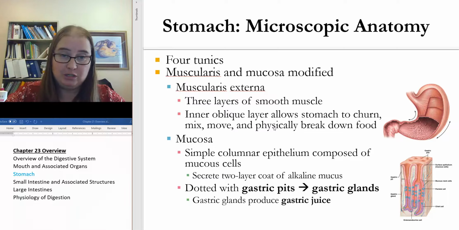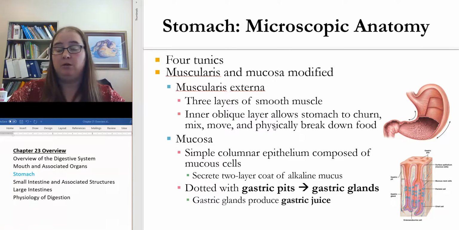In addition to the muscularis externa layer being modified, the mucosa layer is also modified. So it's made up of a simple columnar epithelium. Okay. However, this simple columnar epithelium has a ton of mucus cells that secrete a substance that serves as a protective coating to the stomach, because we're going to learn in a few minutes that the stomach, as some of you already may know, is a very acidic environment.